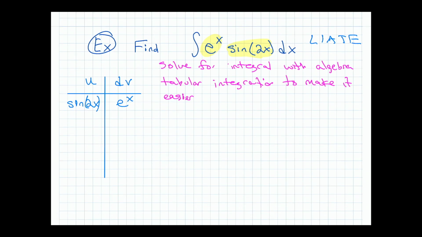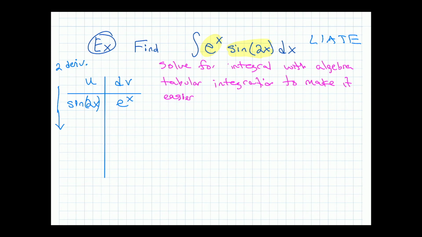Okay, now when we did this in the notes, I took derivatives here until I got to 0. Well, you're not going to take derivatives until you get to 0 this time. You're only going to do it twice. So only do 2 derivatives.